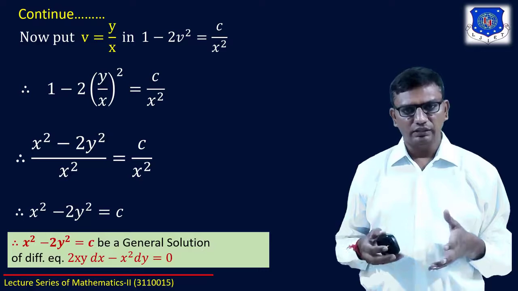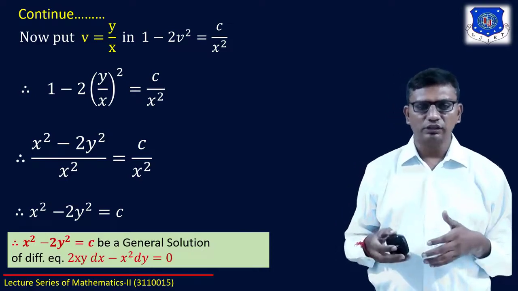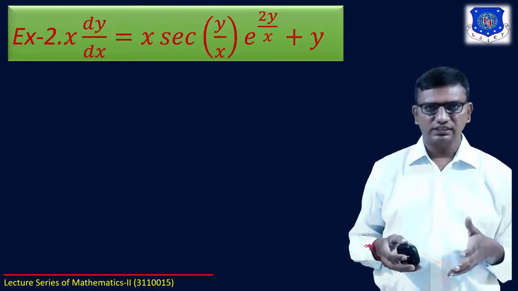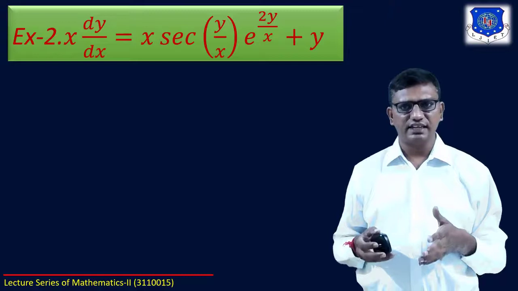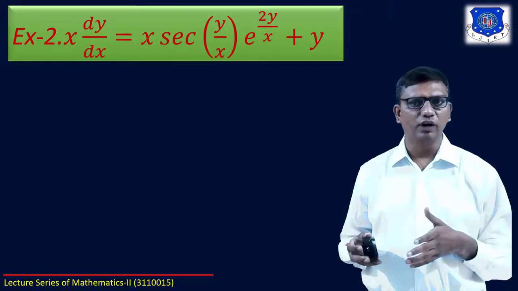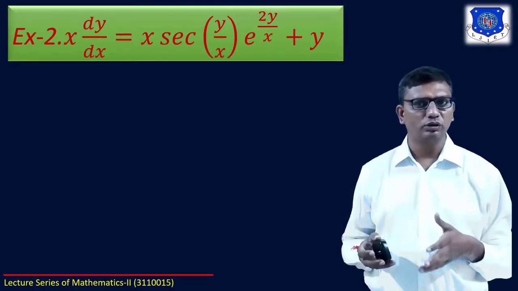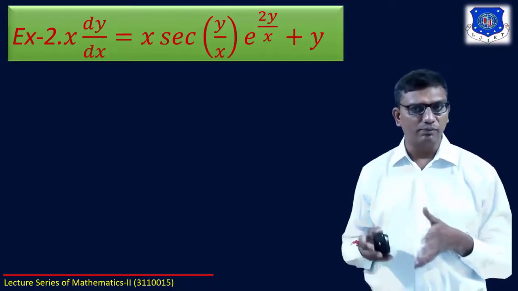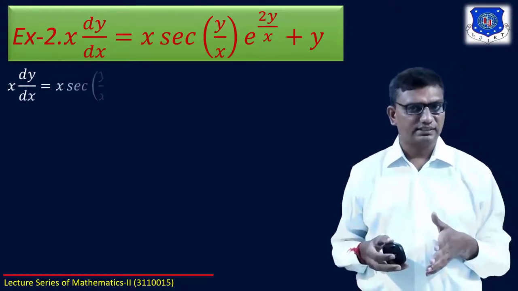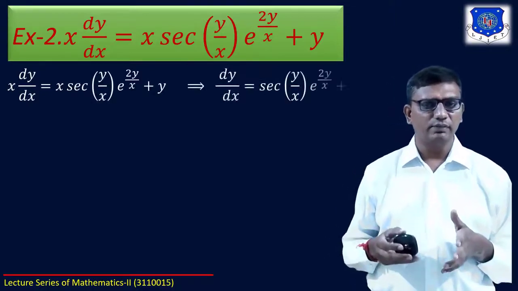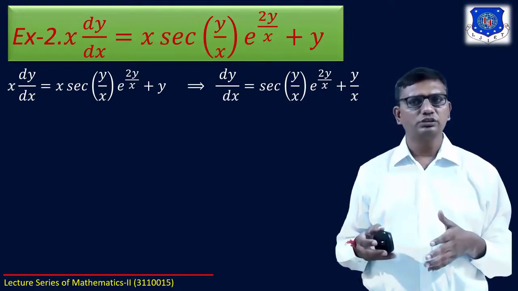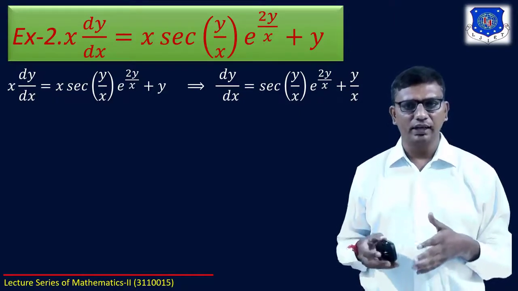This is our method, the separable variable method, for the homogeneous differential equation. Let us see one more example. It is x into dy by dx equal to x sec y by x e raised to 2y by x plus y. Here on the right hand side some terms are already in terms of y by x. So we will divide the whole equation by x. This is our original equation, and we divide by x, then we get dy by dx equal to sec y by x into e raised to 2y upon x plus y by x.